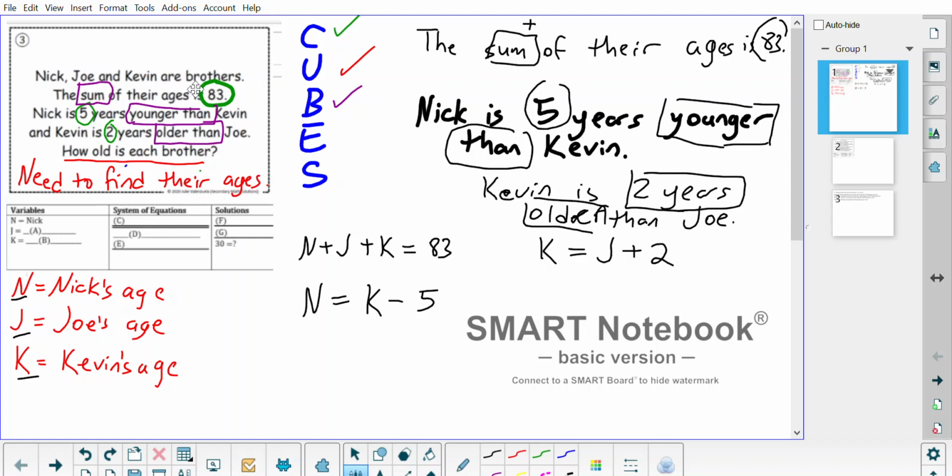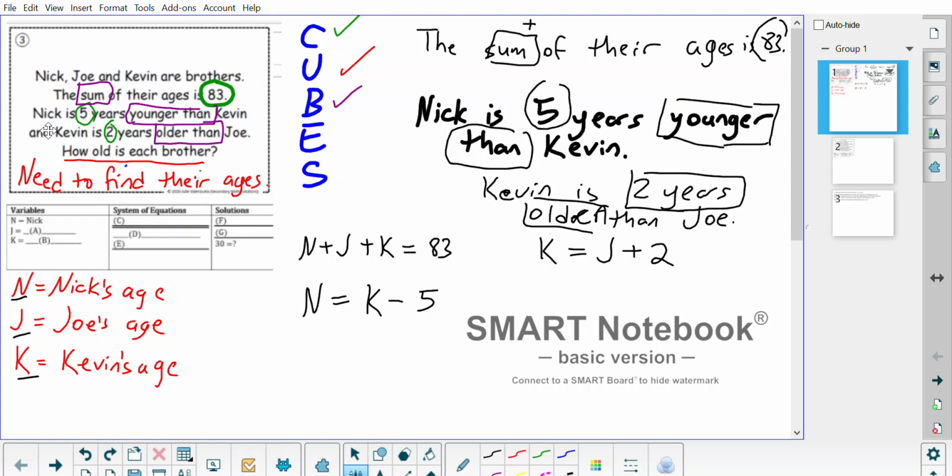So in this problem, we were just taking them sentence by sentence. In the second sentence over here, the sum of their ages is 83. Sum is plus, right? It goes with addition. And 83 is that number. So that means if we add up their ages, now we don't know the ages, but we have the variables that stand for their ages, N plus J plus K, that should equal 83. So that's what we're writing. N plus J plus K is equal to 83.